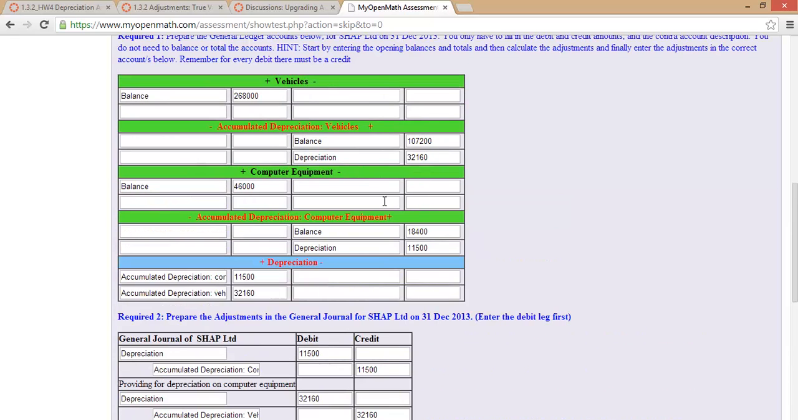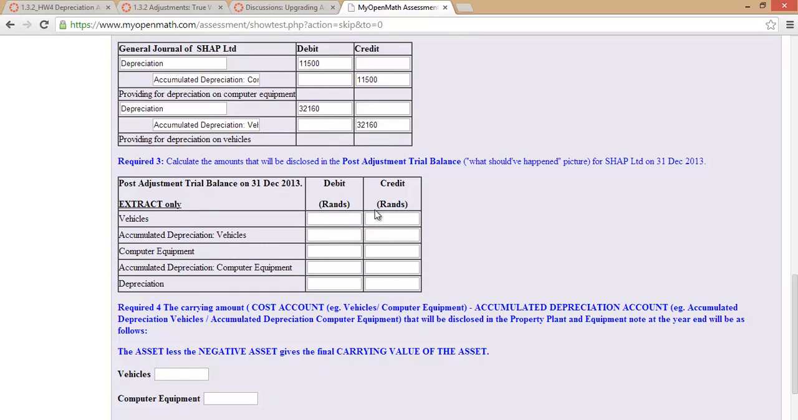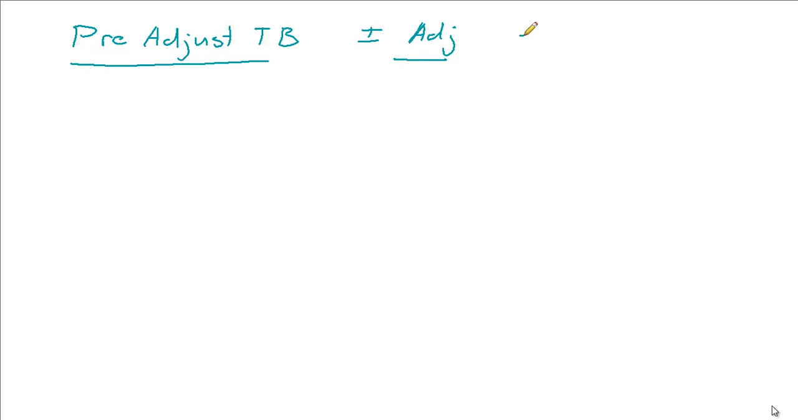Right, so my ledger is complete, my journal is complete, and now I need to prepare my post-adjustment trial balance. And you'll remember that the post-adjustment trial balance is simply my pre-adjustment trial balance plus or minus my adjustments, which is going to give me my post-adjustment trial balance. Alright, so if we look at our vehicles account, or let's start with computer.